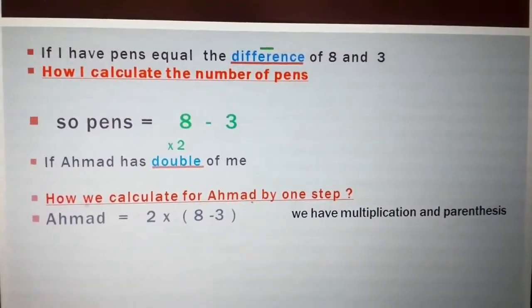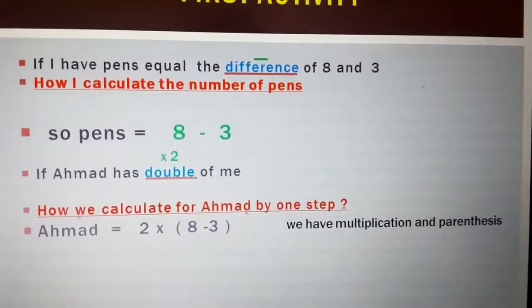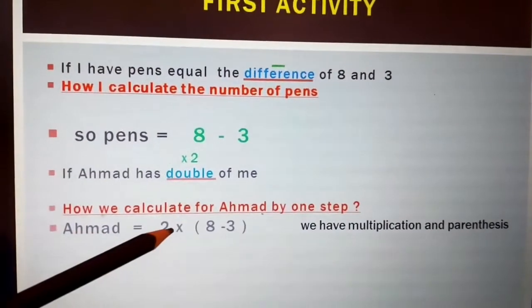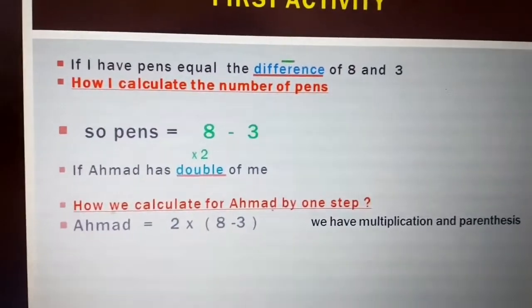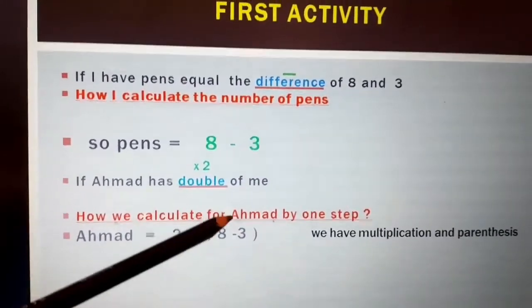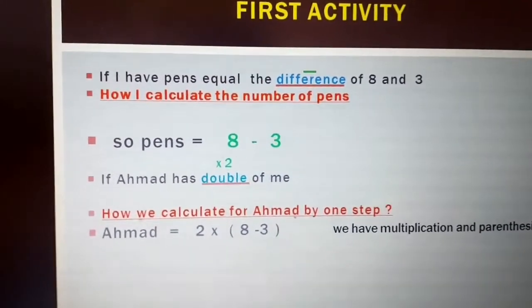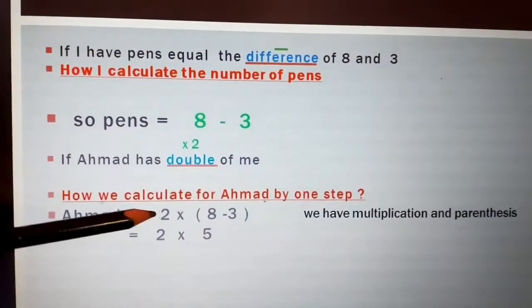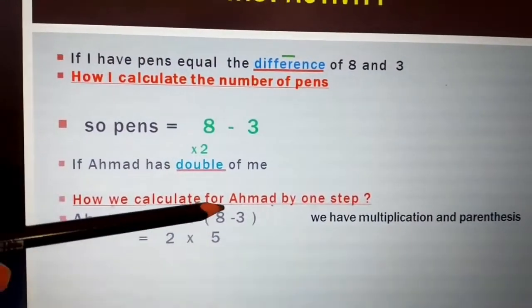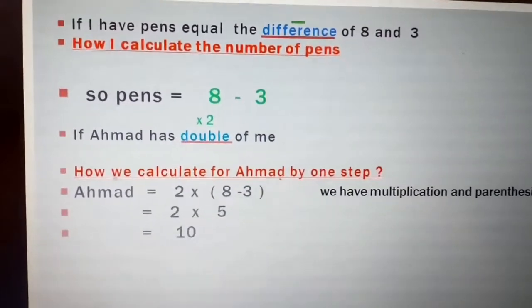In your opinion, do we calculate multiplication first or parentheses? Sure, I want to calculate the pens of me to multiply them by 2, so I must solve the parentheses first and not change the order. 2 times 8 minus 3, 5. Now 2 times 5 equals 10.